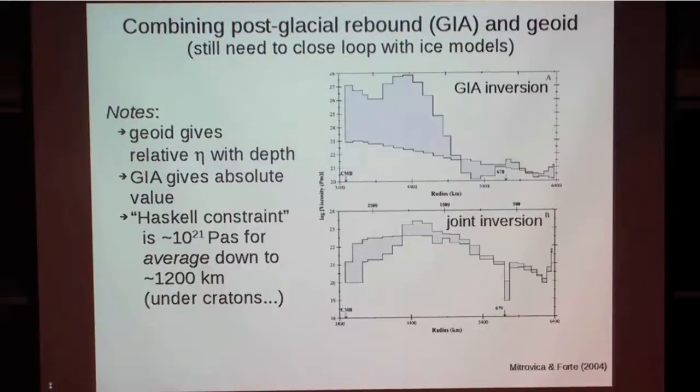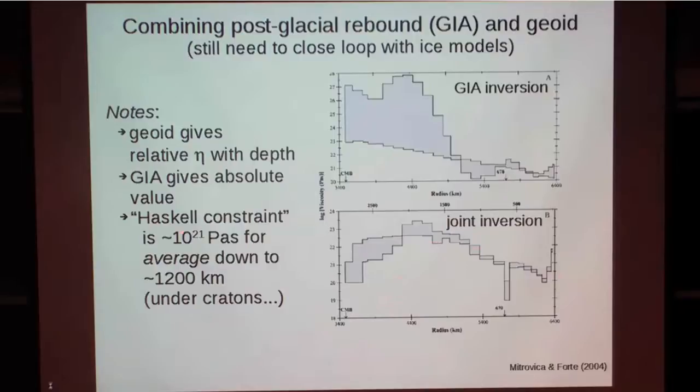Right? The viscoelastic relaxation of places that were loaded with ice, called glacial isostatic adjustment, because you have to account for the sea level equation, that was folded in by folks like Jerry Mitrovica and Alex Forte, showing you the joint GIA inversion up here. This is radius. Here's viscosity. Here's the GIA only inversion, and here's the joint inversion.